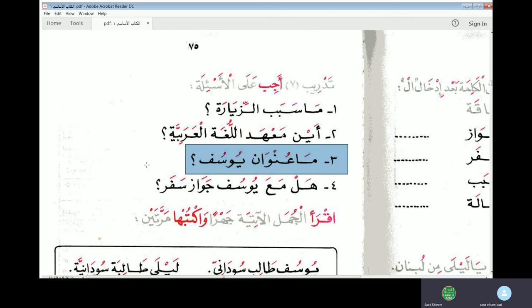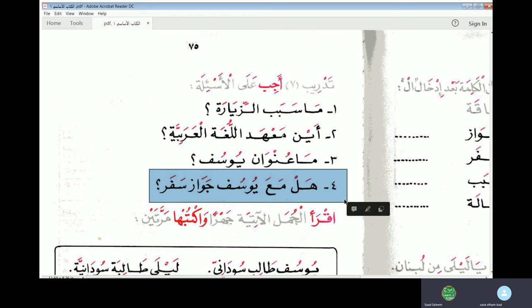What is the address of Yusuf? Unwan Yusuf. Mahad al-Lughatul Arabiyyah. The address of Yusuf is the Institute of the Arabic Language.